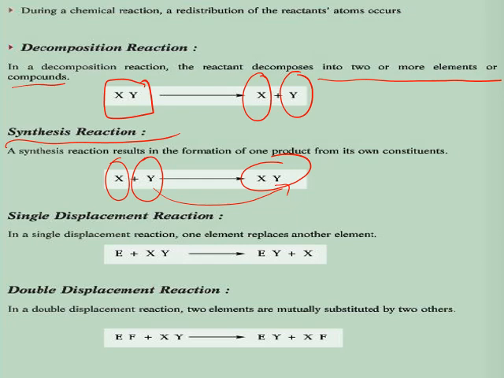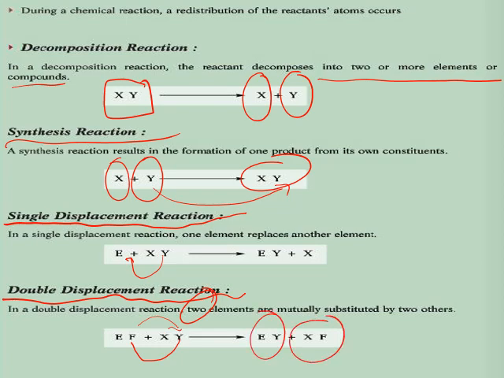Single displacement: only one element replaces another element. For example, E plus XY, so Y comes here, so it's EY plus X, or you can make EX plus Y, according to different reactions. This is the single displacement reaction. We have the double displacement reaction, from its name double, so two elements replace each other, they are substituted. EF plus XY, so Y comes here and F goes in the opposite direction, so it becomes EY plus XF.